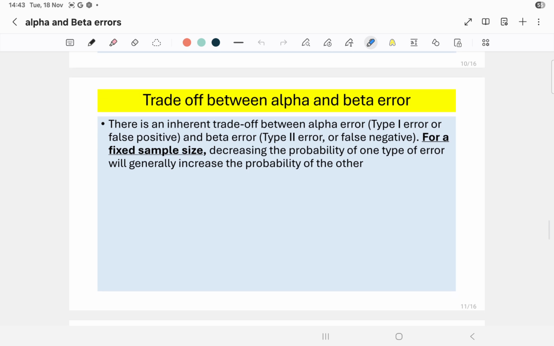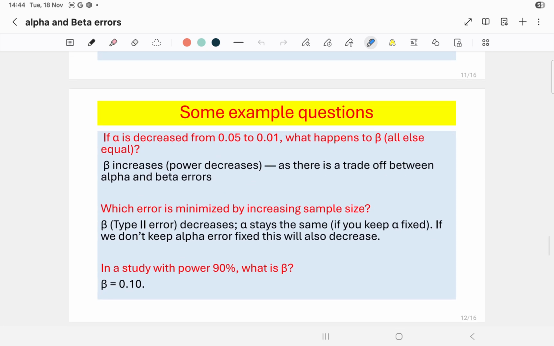Now, the trade-off between alpha and beta error. One thing you have to remember here is that the trade-off is only relevant when there is a fixed sample size. There is an inherent trade-off. Trade-off means if you increase the alpha, beta will decrease. If you decrease the alpha, beta will increase. That is called trade-off. It is like a seesaw, alpha and beta. But you will see this only in a fixed sample size. In a fixed sample size, if you increase the beta, the alpha will decrease and vice versa. Why am I saying fixed sample size again and again?